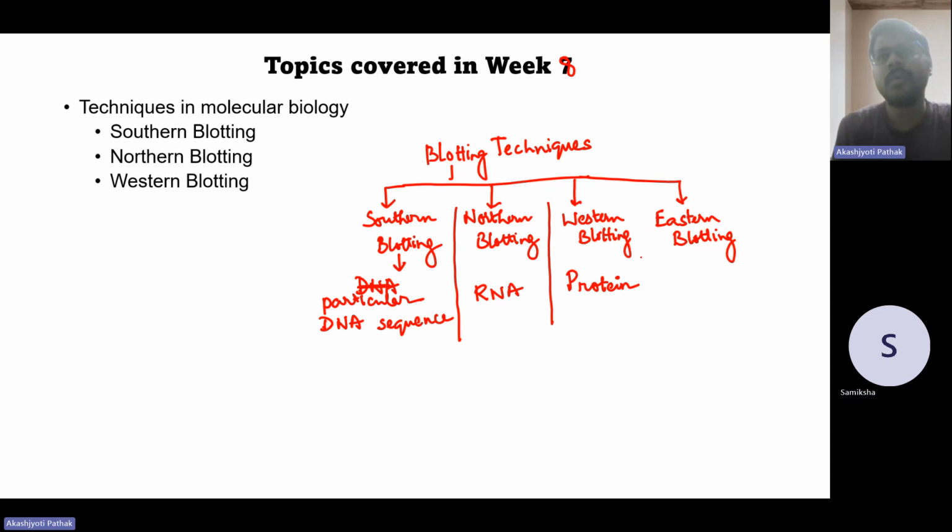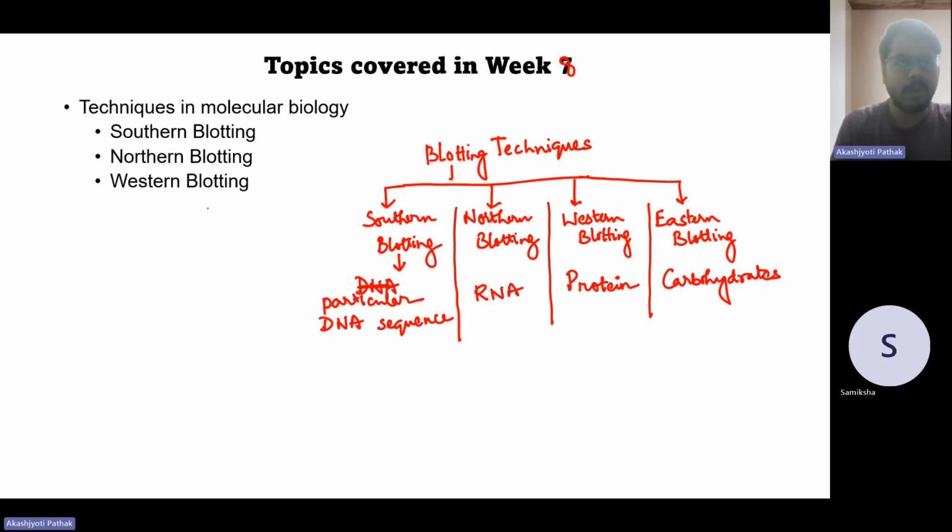Also, if you want to understand whether there are certain post-translational modifications taking place in your protein, then also you can use Western blotting. For example, phosphorylation or ubiquitination, all these things you can understand using Western blotting. And Eastern blotting is used for identifying carbohydrates. We will mainly understand Southern blotting, Northern blotting, and Western blotting.